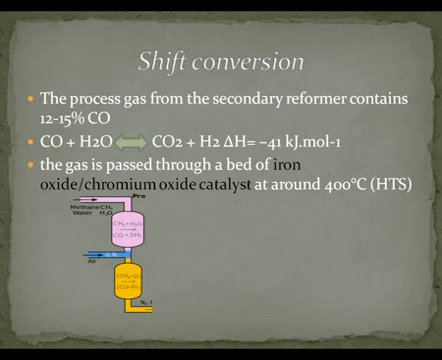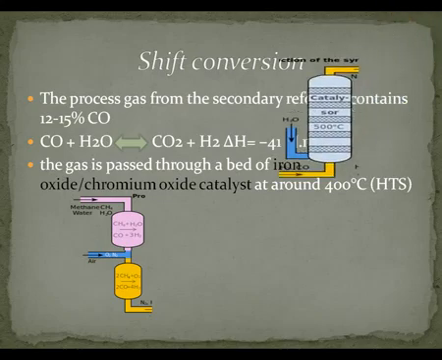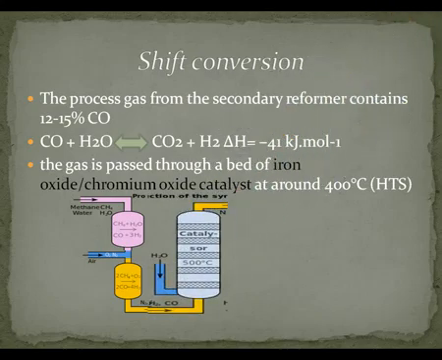Now moving on to the shift conversion. In the shift conversion process, the reforming process will produce undesired carbon monoxide which needs to be removed. This is what happens in shift conversion. The gas is passed through a bed of iron oxide and chromium oxide catalyst at around 400 degrees Celsius, which is called the high temperature shift conversion or HTS.